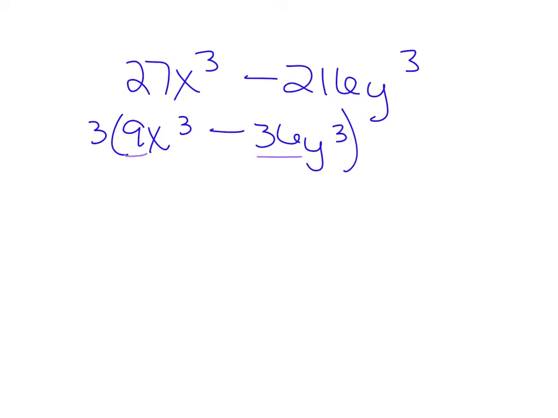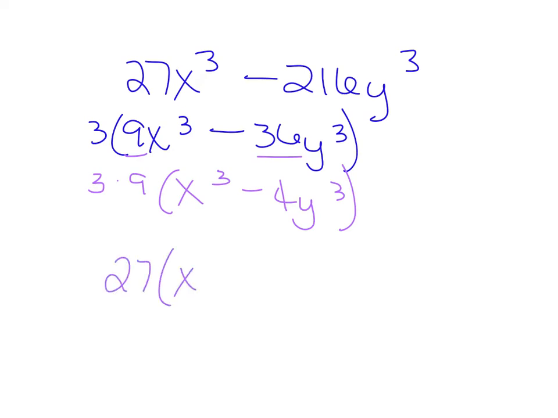So I see that these have a 9 in common. So I'm going to pull the 9 out. So we already pulled a 3 out. Now we're going to pull a 9 out, and this is what I end up with. Okay, so my answer is 27 times x cubed minus 4y cubed.